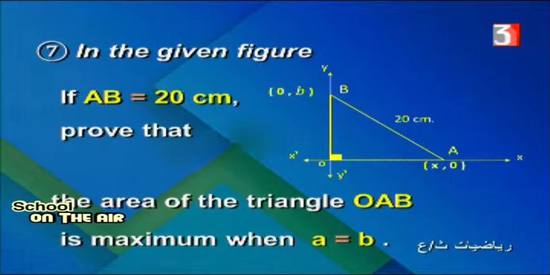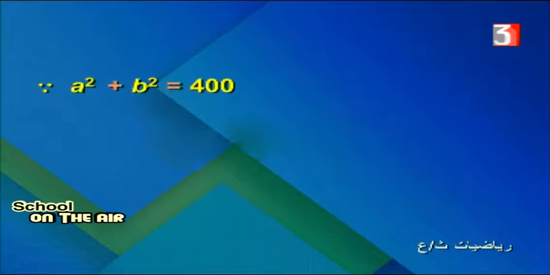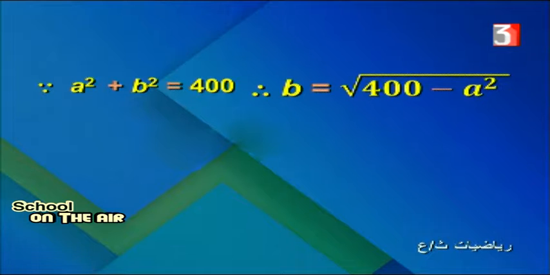Now we have a right angle triangle BOA at O, and AB equals 20 centimeters, and the length of OA equals a, and the length of OB equals b. Then a power 2 plus b power 2 equals 400. Then b equals square root of 400 minus a power 2.